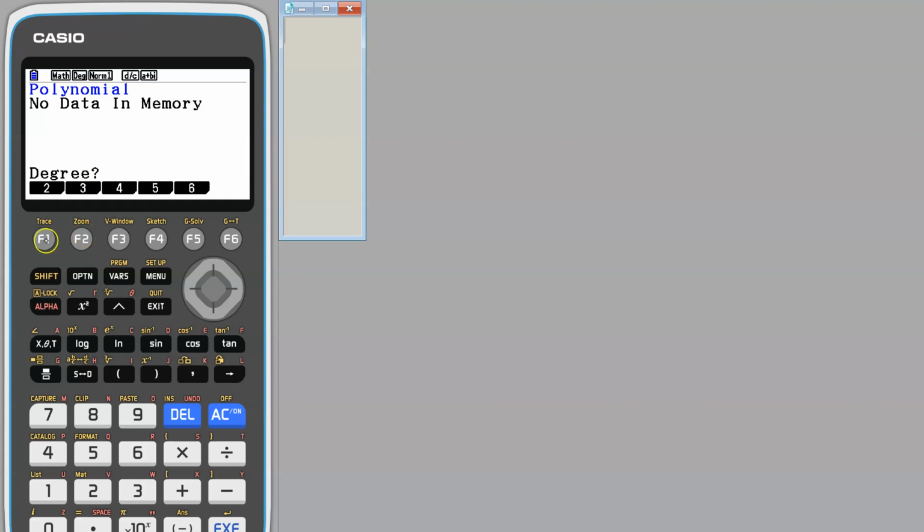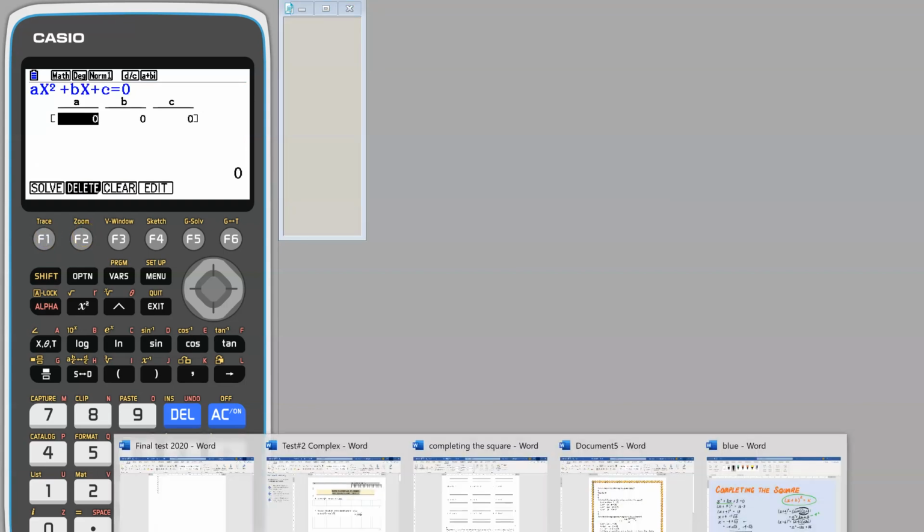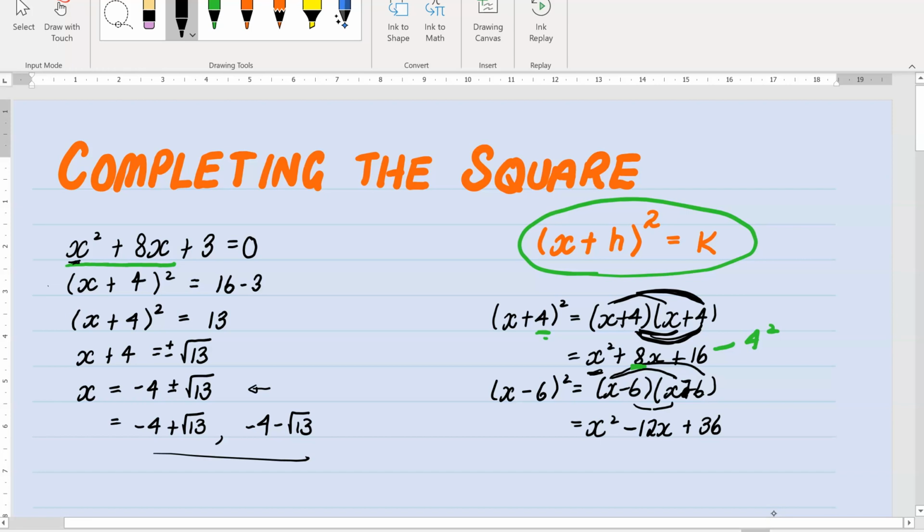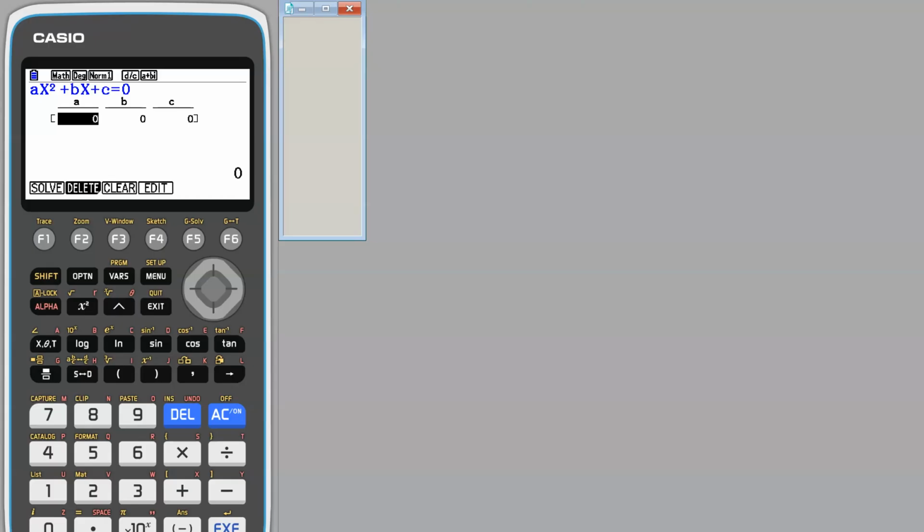It's degree 2 because, well, you think about it. Why do you think it's degree 2? Any clues? Right, x squared, degree 2. And if we look over here, it says ax squared plus bx plus c. So a is your number in front of x squared, b is your number in front of x.